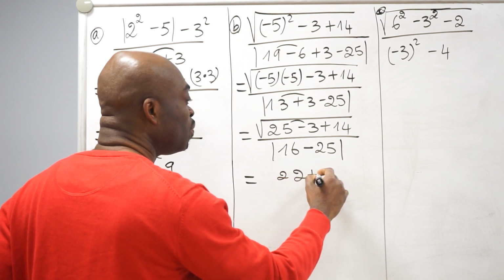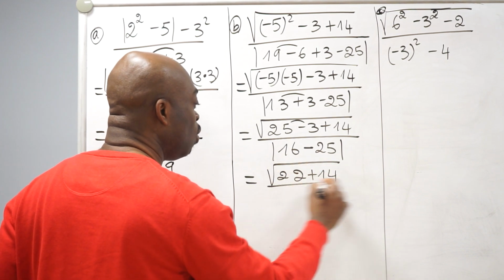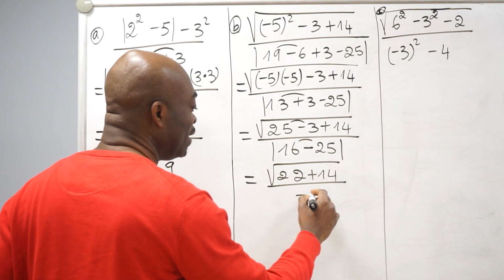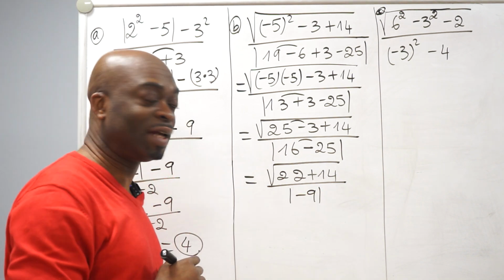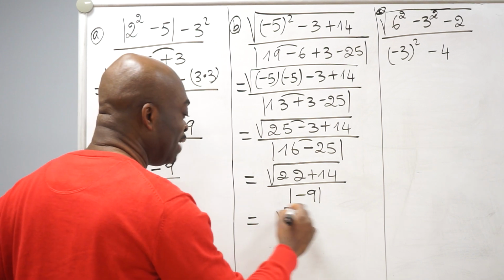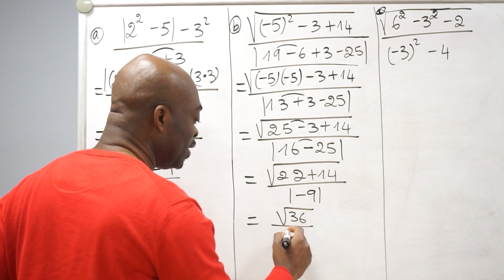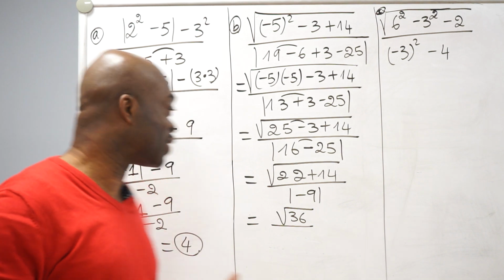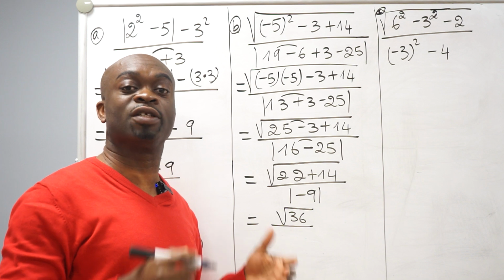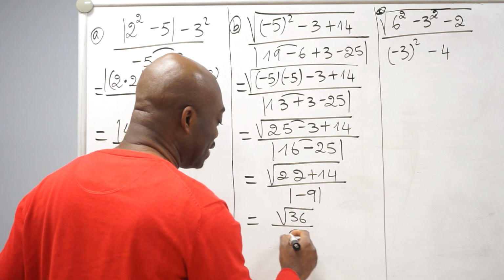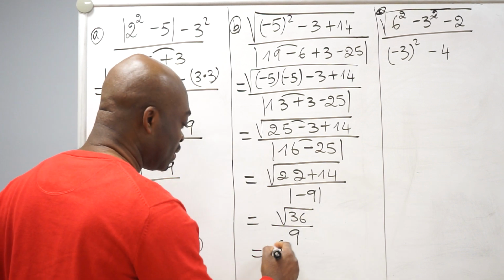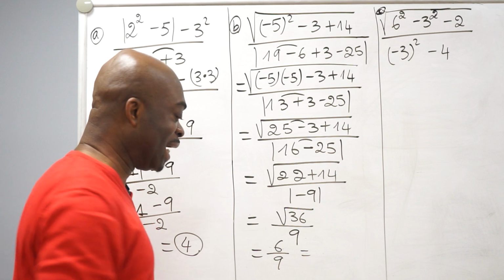So 25 minus 3 is going to give us what? 22 plus 14 and square root of that over what is 16 minus 25? It's -9, right? -9 with the absolute value. So we keep going. So what is 22 plus 14? 36 underneath the radical. So that's 36 over. Now, what is -9 absolute value? We just worked on something like that over here. Okay? So -9 absolute value is going to give us what? It's going to give us +9. So +9. And then here, what is square root of 36? Is 6 over 9. And then we can now simplify.